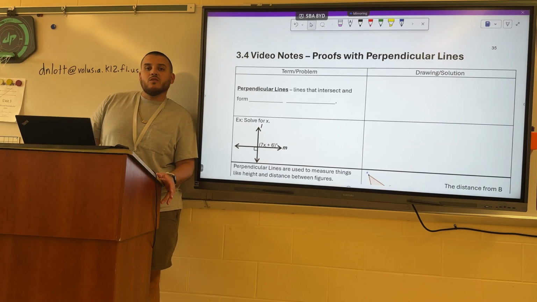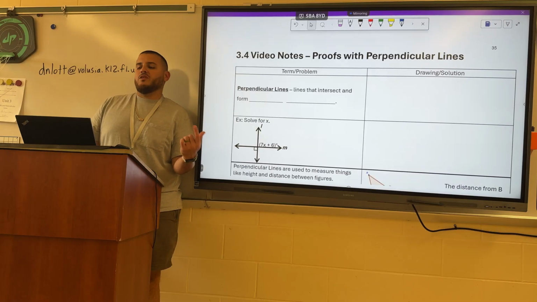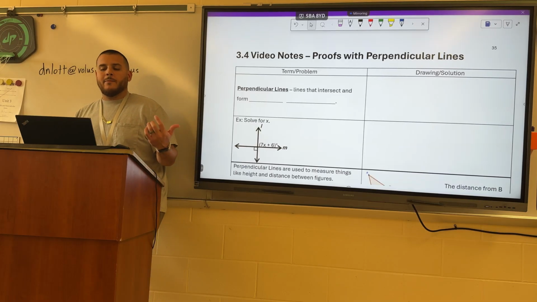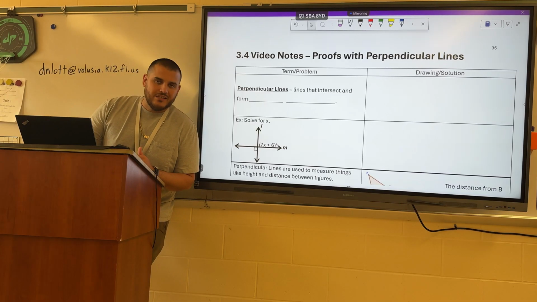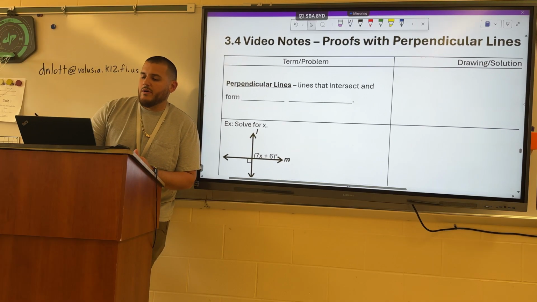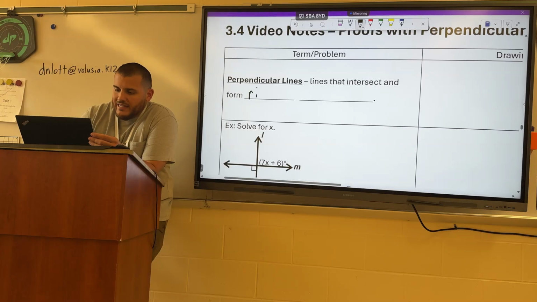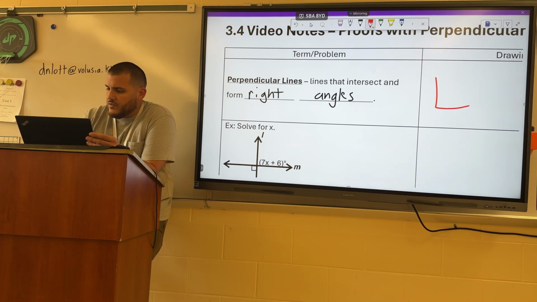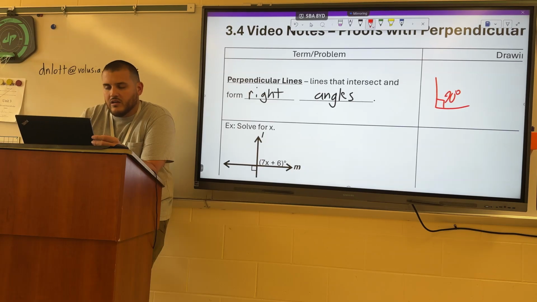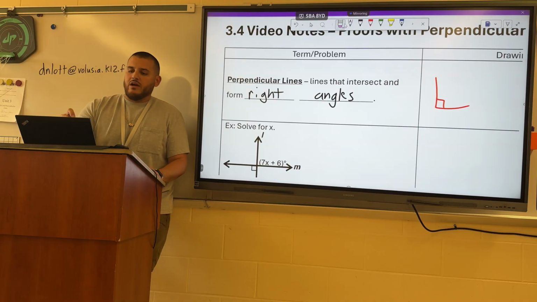3.4 is just a continuation of proofs. We're just specifically going to be looking at perpendicular lines this time instead of parallel lines. So let's start off with a little review about perpendicular lines. These are lines that intersect and form right angles. Remember that we see right angles mostly marked with boxes. We don't typically see a 90-degree written inside the interior of a right angle. We just see the box that's provided for us.